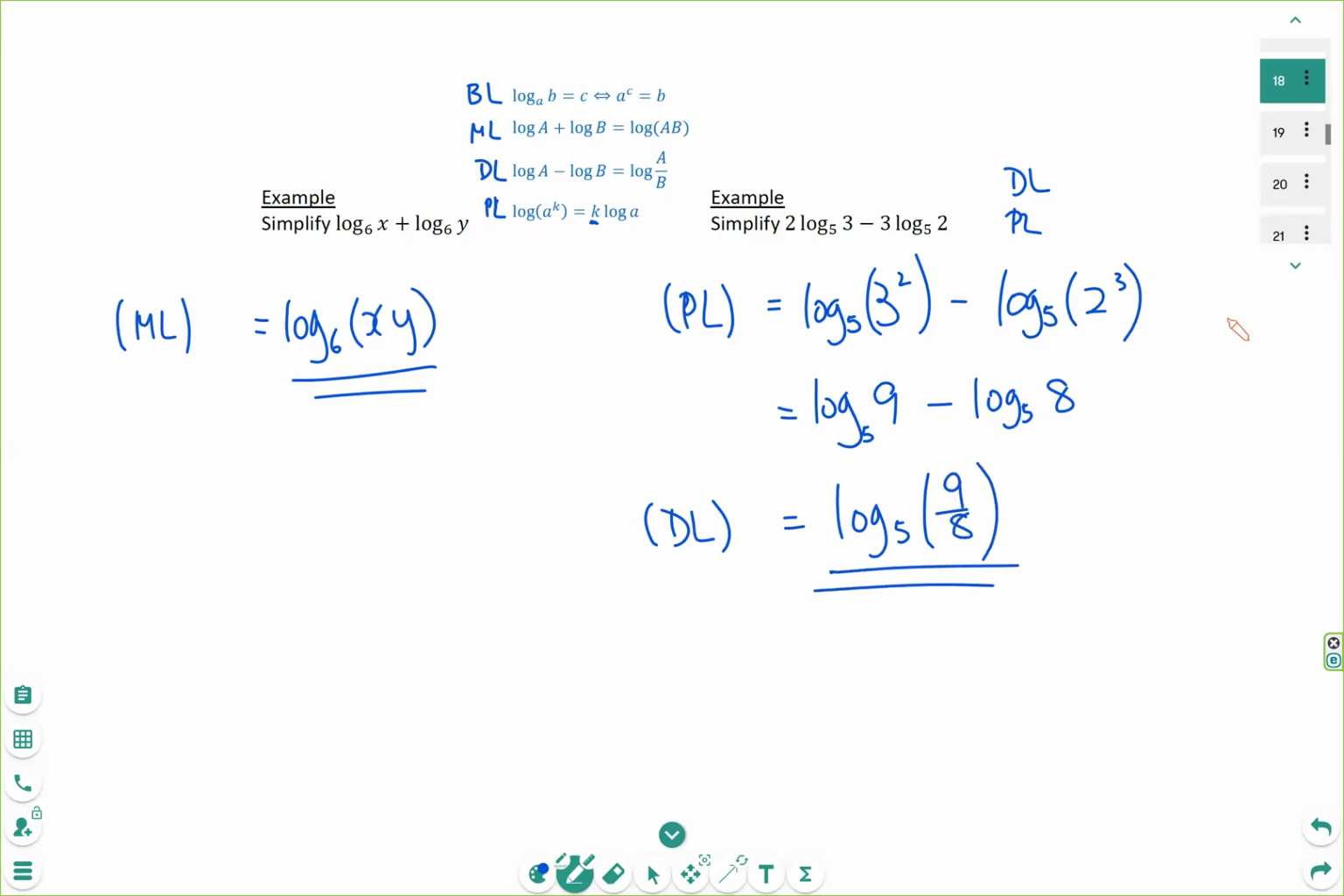And that's it. So this is what we also call exact value. Exact value means if you put it in a calculator, you get a decimal. But to write the exact value means we write the full value itself.